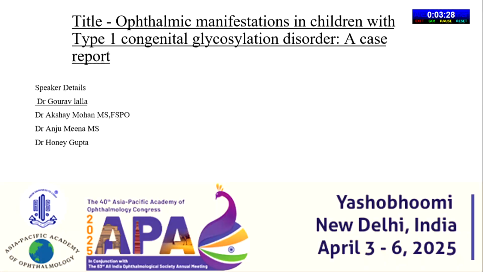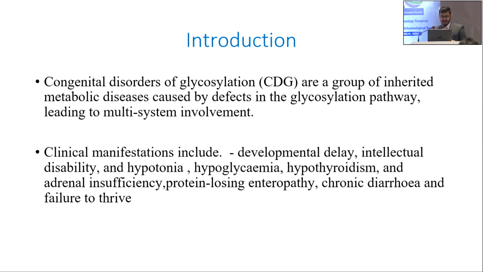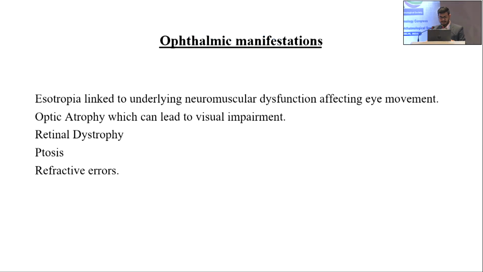Today's case is titled Ophthalmic Manifestations in Children with Type 1 Glycosylation Disorder, a case report. So, congenital disorders of glycosylation are a group of inherited metabolic diseases caused by defects in the glycosylation pathway, leading to multi-system involvement. Clinical manifestations include developmental delay, intellectual disability, hypotonia, hypoglycemia, hypothyroidism, adrenal insufficiency, protein-losing enteropathy, chronic diarrhea, and failure to thrive.